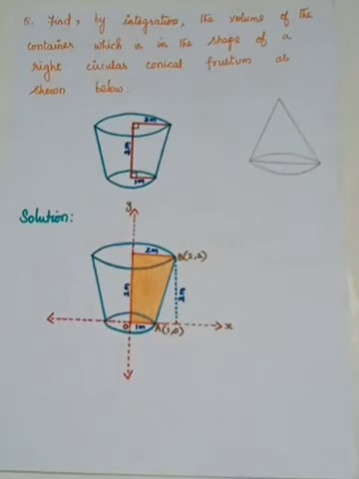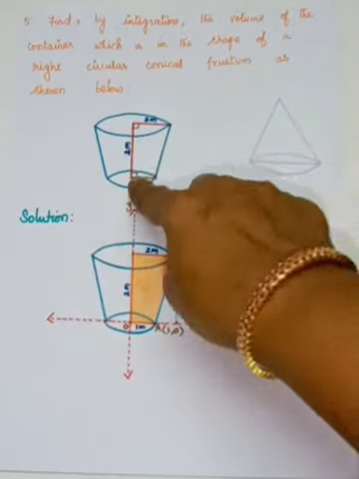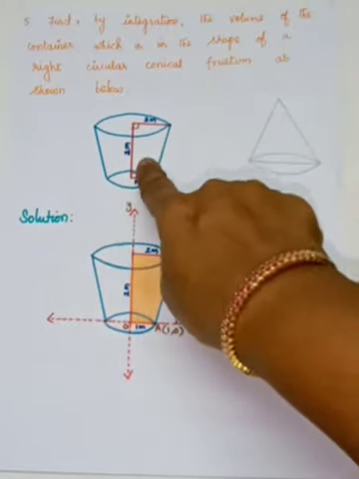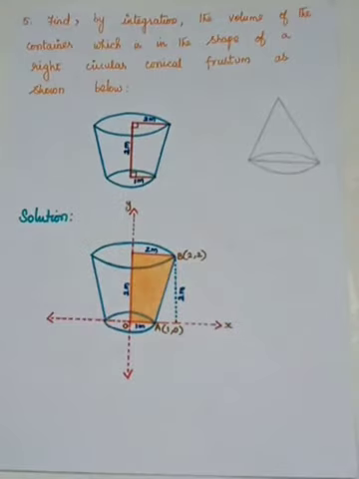So next one, the fifth one: find by integration the volume of the container which is in the shape of a right circular conical frustum as shown below. So it's a right circular conical frustum. We are going to find the volume of this container.